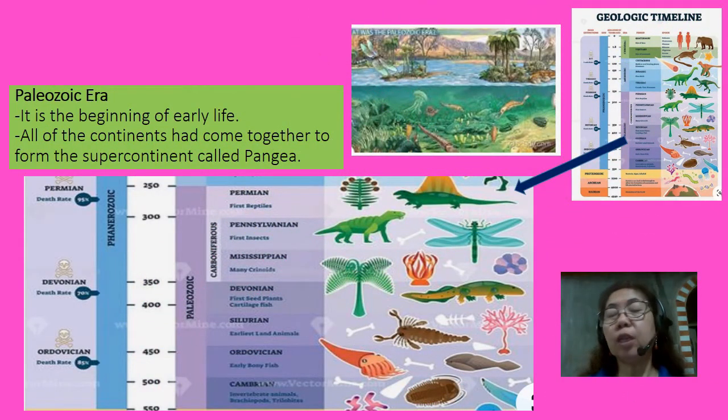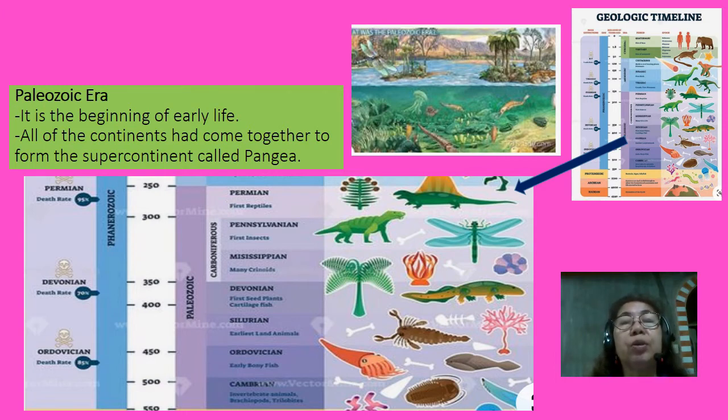It is the beginning of early life. All the continents came together to form the supercontinent called Pangaea. It is characterized also by the development of terrestrial plants. Trilobites, snails, and sponges were common in the Ordovician period.